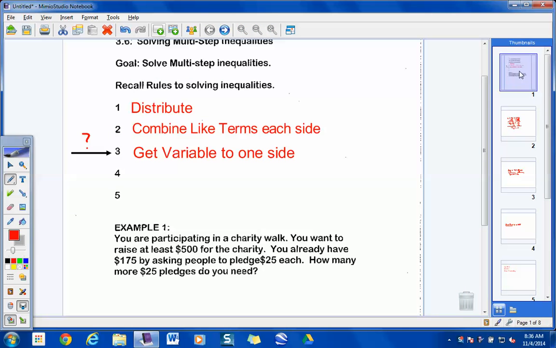I shouldn't really put a question mark by it. I should probably put an exclamation point by it. This is kind of a tricky one, isn't it? Rule 3. Okay. And rules 4 and 5 we've been working on an awful lot. After you get the variables to one side, you're going to undo any addition or what? Subtraction. Undo any addition or subtraction.